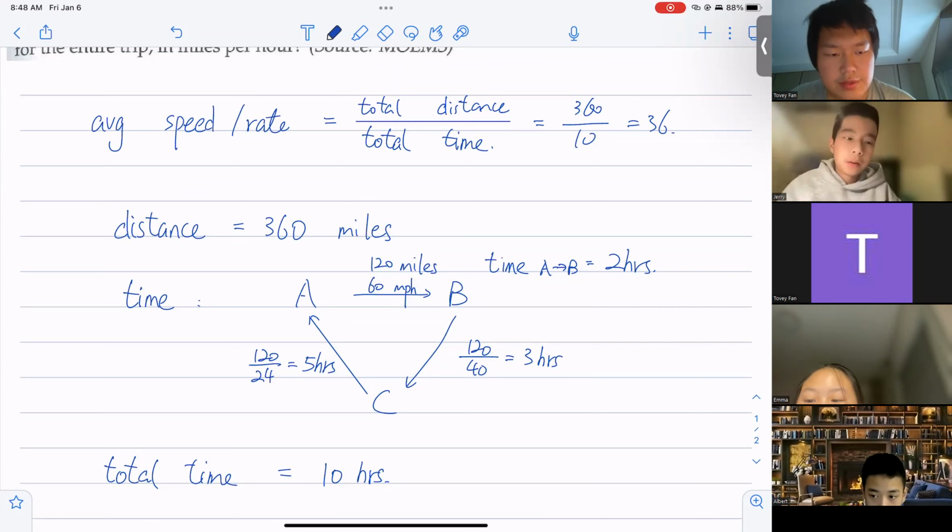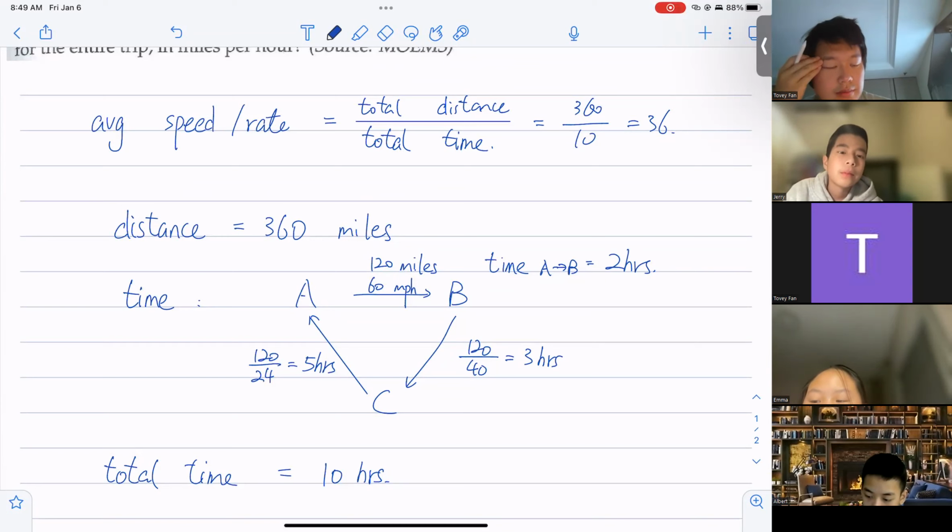It's very common for us to take a rest in between, right? You take a lunch break, or you just need to take a break because if you drive for too long, it can be very tiring, right? So you have to take a break. Then let's say that you take a half an hour break or an hour break.